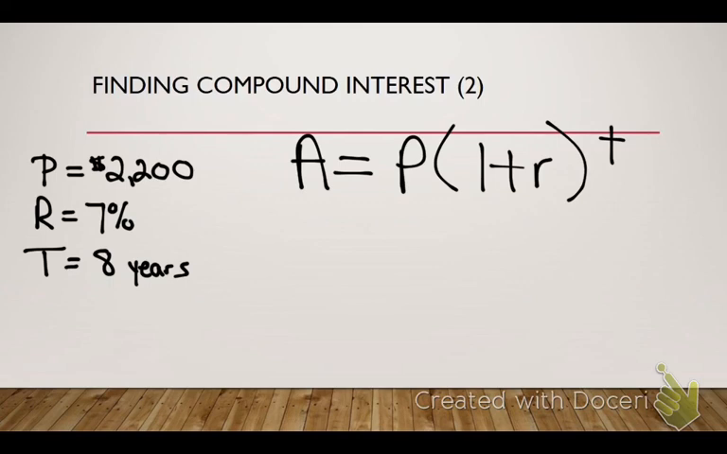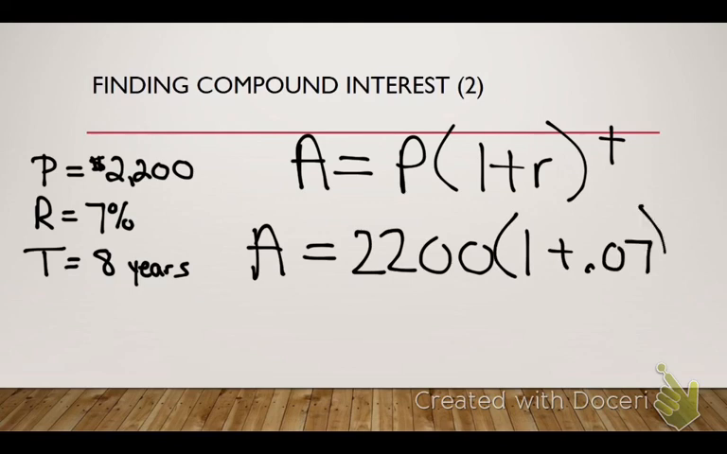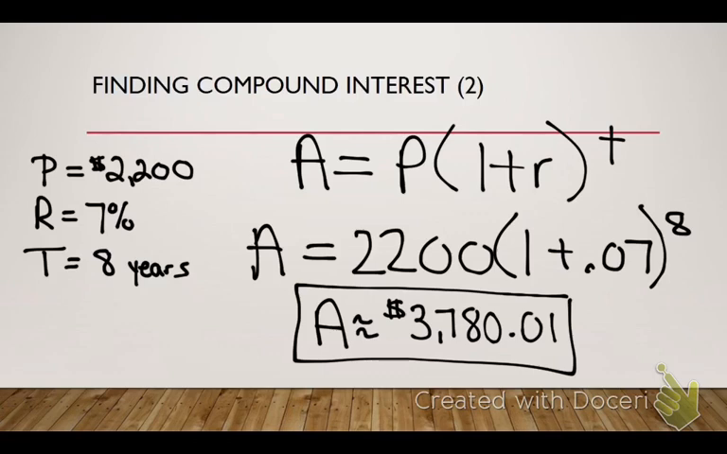The beautiful thing about this problem is that you can just plug everything into your calculator at one time. It's going to ask you on both problems, find the final balance. So P is 2,200 times 1 plus R, which is 0.07. Make sure you change it to a decimal, raised to the power of 8. And when you put that in your calculator, so do it with me, 2,200, parentheses, 1 plus 0.07, raised to the power of 8, that's your answer, and you round it to the nearest penny, $3,780.01. All right, if you understand that, that's everything you need to know for your test tomorrow.